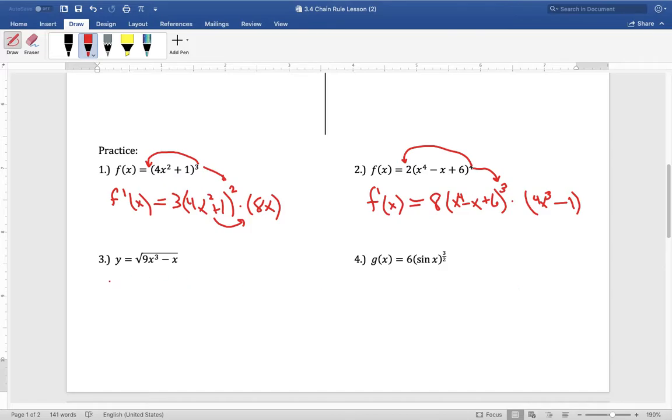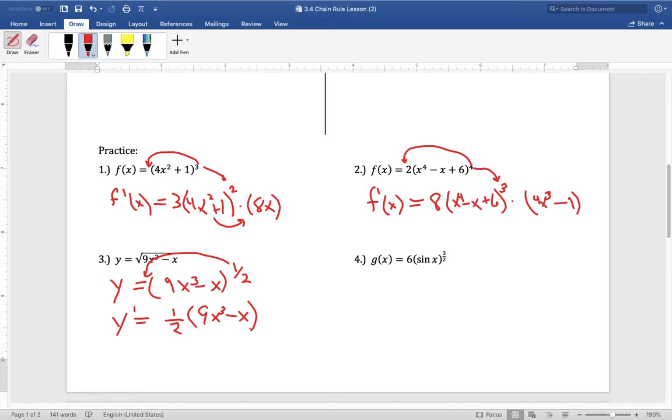If you look at number 3, we're going to want to rewrite this exponent as (9x to the third minus x) to the 1/2 power. Okay, and then we're going to do our chain rule. Multiply the exponent in front. Y prime. We'll get 1/2. Leave the inside alone. 9x to the third minus x.